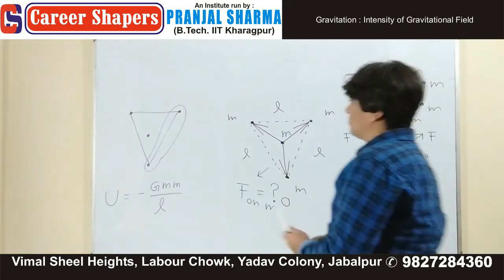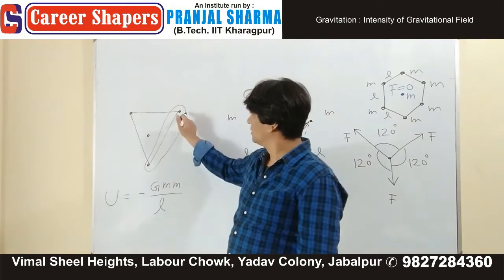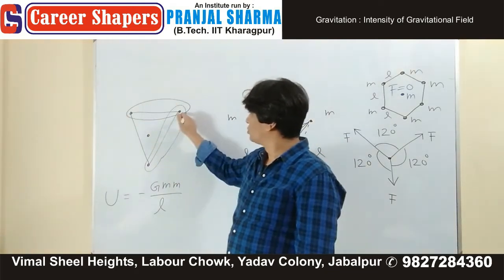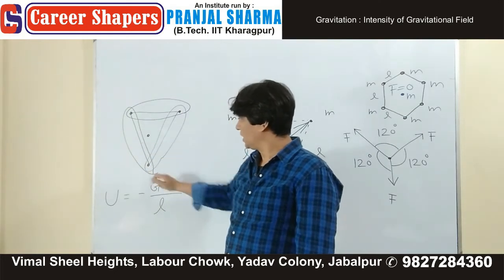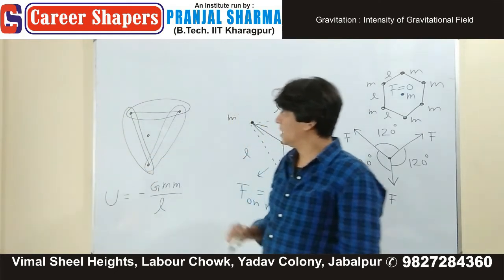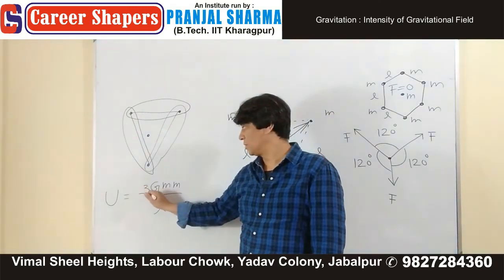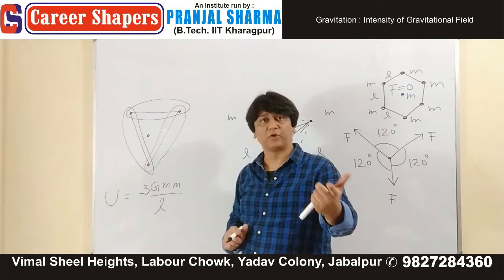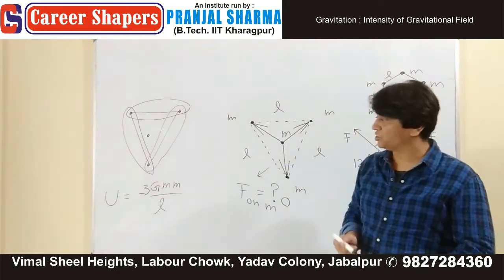Now how many pairs do you see? 1, 2, 3. And all three are identical pairs, and therefore, potential energy being a scalar quantity, you can simply add the potential energies as minus 3 G M M by L.